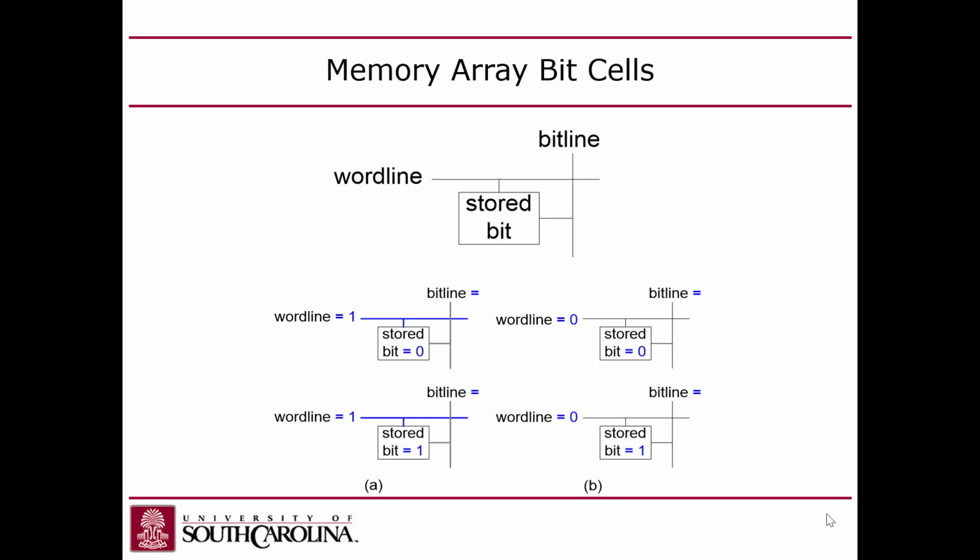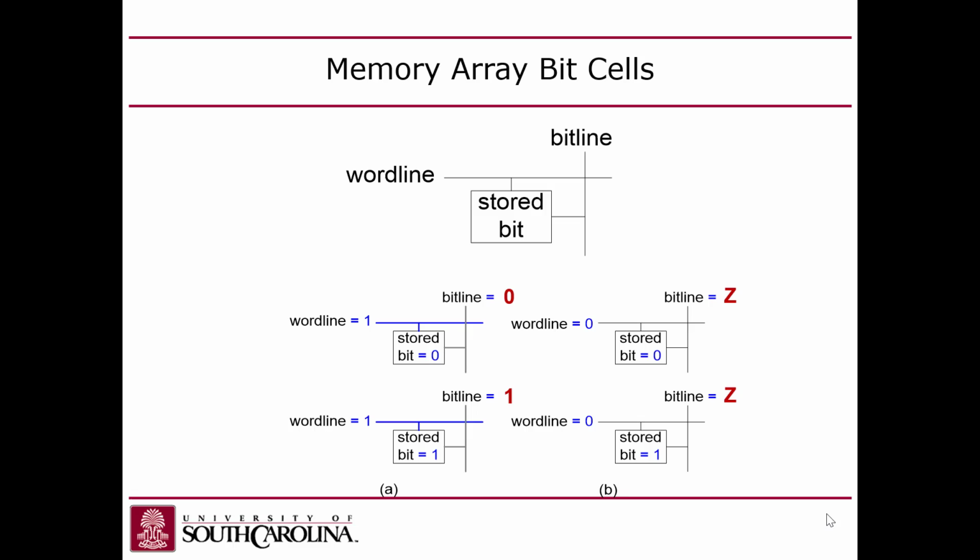That makes sense? So, for example, if you activate the word line here and there's a stored bit 0 in that entry, then it's going to set its corresponding bit line to 0. But if the word line is 0, the bit line is set to high impedance Z. It disconnects this connection here, right?